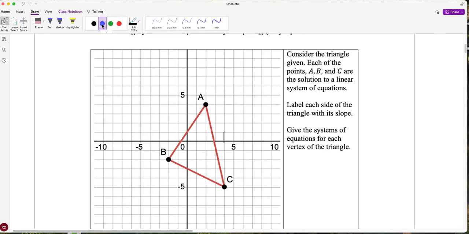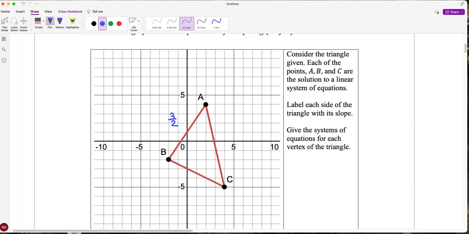So let's just figure out the slope. If I look at points A and B, then the slope is going to be 1, 2, 3, 4, 5, 6 over 1, 2, 3, 4. So that's going to be 6/4 or 3/2. So double check that again. 1, 2, 3 over 2.